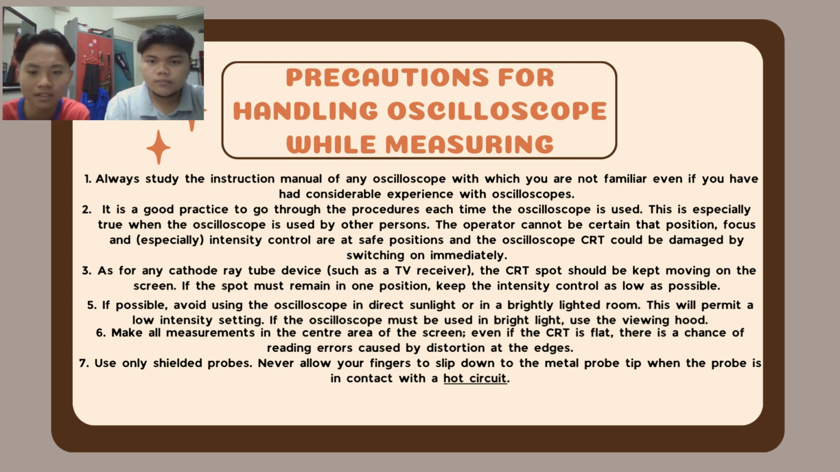Number four, if possible, avoid using the oscilloscope in direct sunlight or in a brightly lit room. This will permit a low intensity setting. If the oscilloscope must be used in bright light, use the viewing hood. Number five, make all measurements in the central area of the screen even if the CRT is flat. There is a chance of reading errors caused by distortion at the edges.